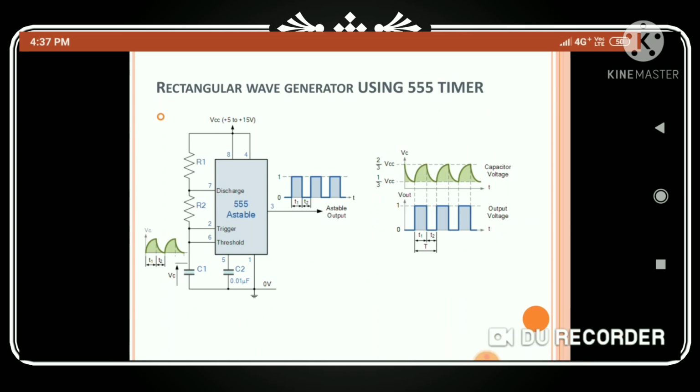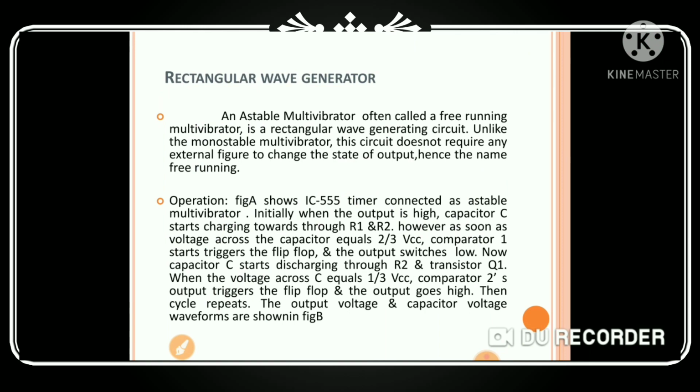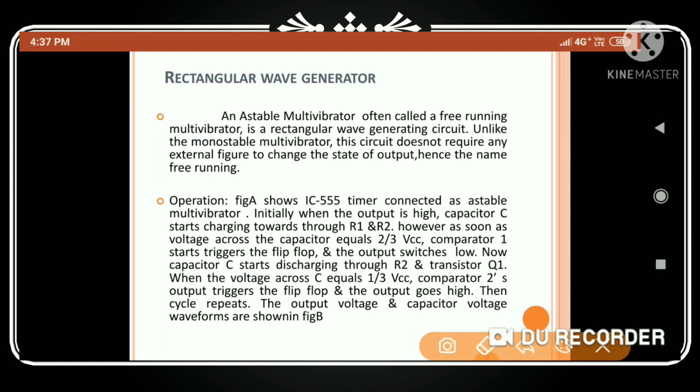Next, the operation of this rectangular wave generator: an astable multivibrator, called a free running multivibrator, is a rectangular wave generating circuit. Unlike the monostable multivibrator, this circuit does not require any external trigger. In monostable and bistable an external trigger is used, but in astable we are not using an external trigger. So in the rectangular wave generator there is no need to use a monostable and bistable.